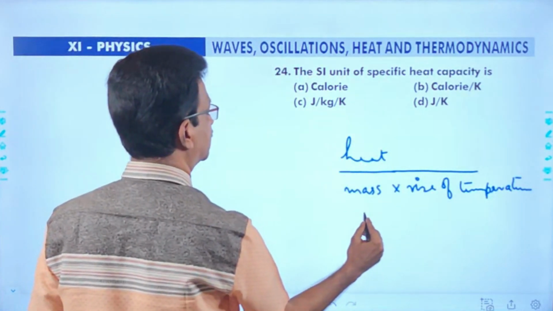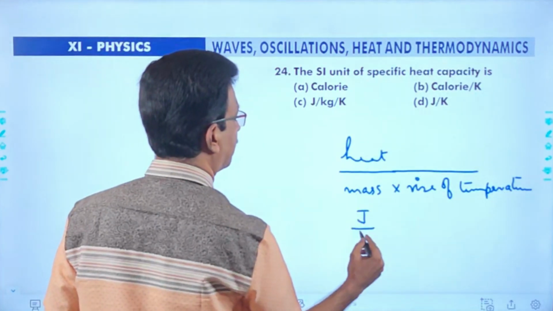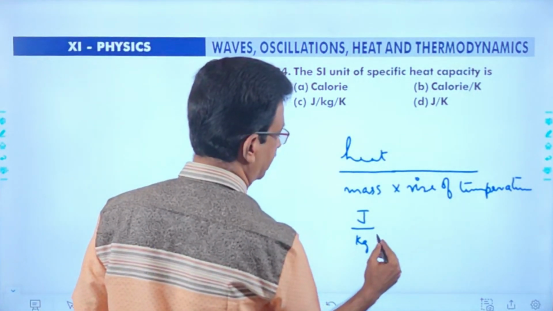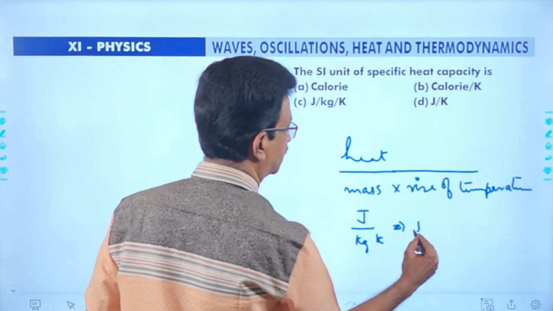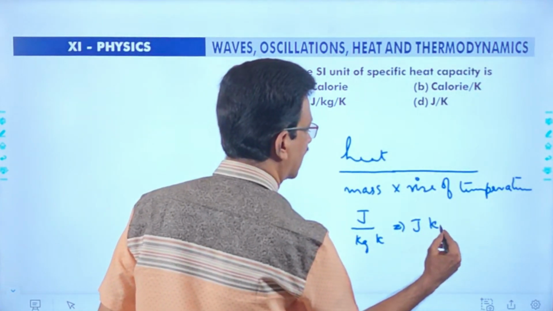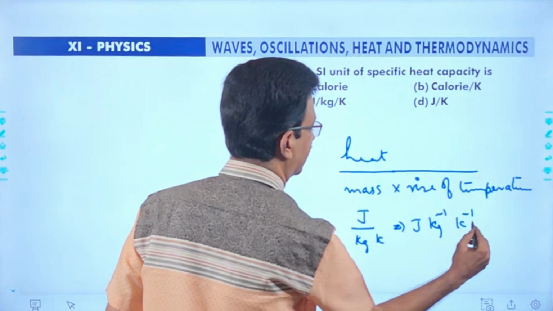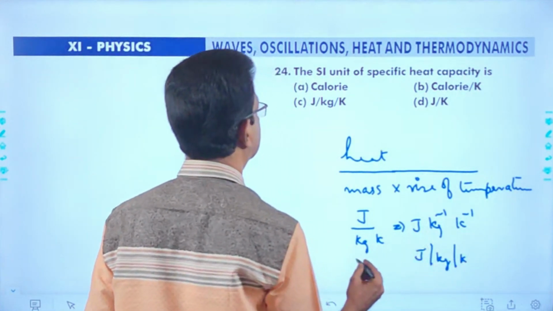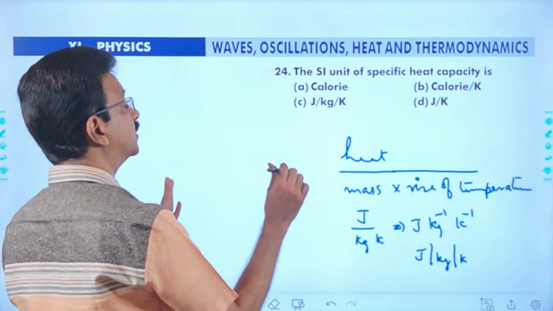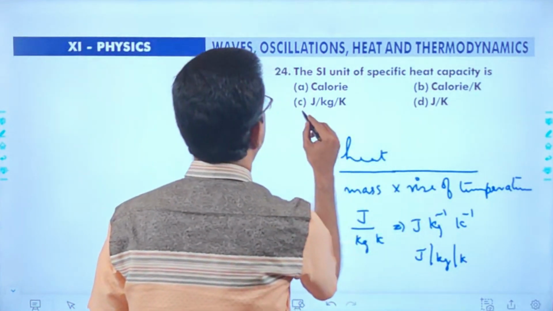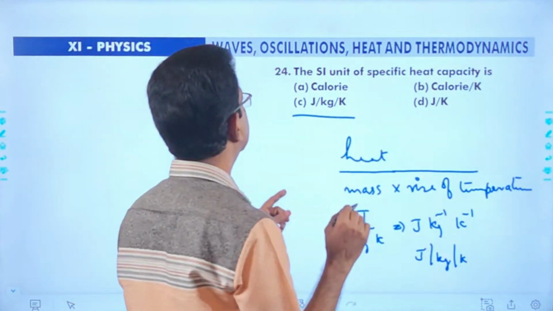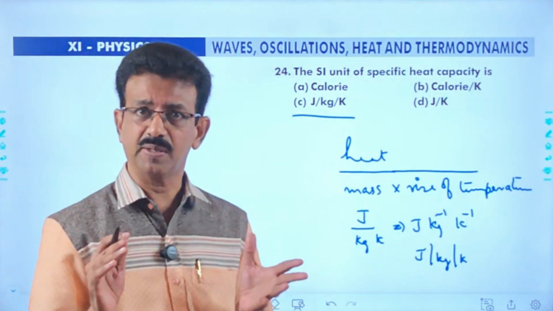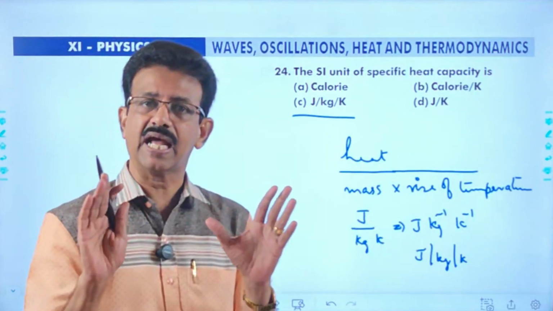Therefore, the SI unit becomes joule per kilogram per degree rise of temperature, that is, joule per kilogram per Kelvin. This is the SI unit of specific heat capacity. It is a direct question, only the unit is asked here. Therefore, to question number 24, C choice is the correct answer.